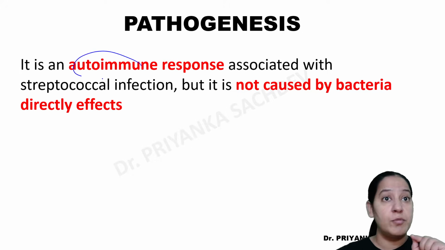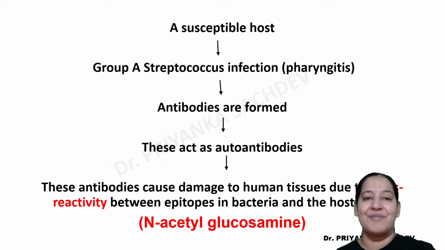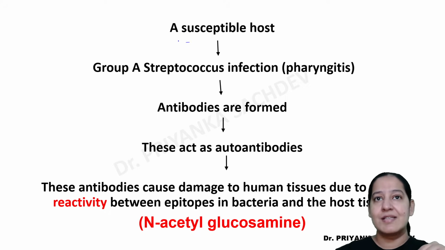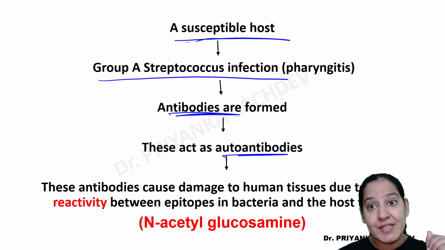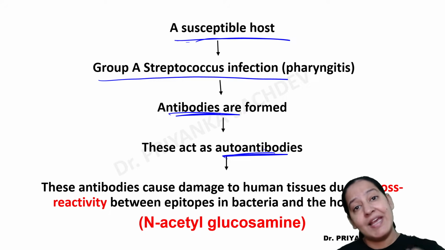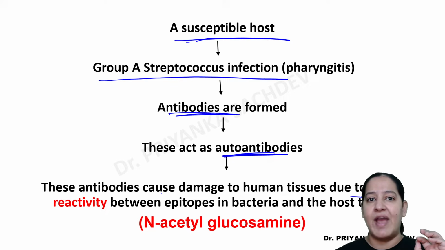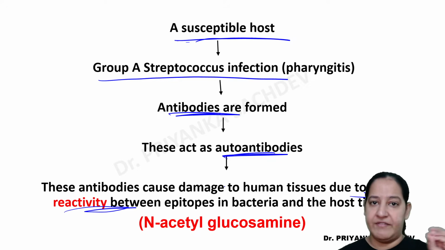Pathogenesis: it is an autoimmune disease. It is not caused by the bacteria. Please remember, the bacteria is not doing anything. It is caused by the body's own antibodies. So there is a susceptible host, which is usually a child. Group A beta streptococcal pharyngitis occurs in the child. Antibodies are formed. These antibodies act as autoantibodies, so they will cross react with the body's own tissue, the 5 tissues, and cause rheumatic fever, the 5 diseases.